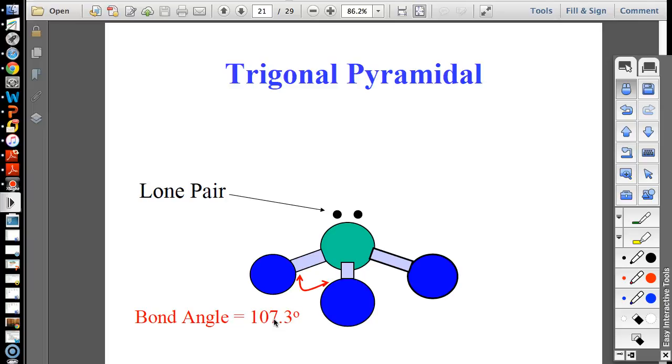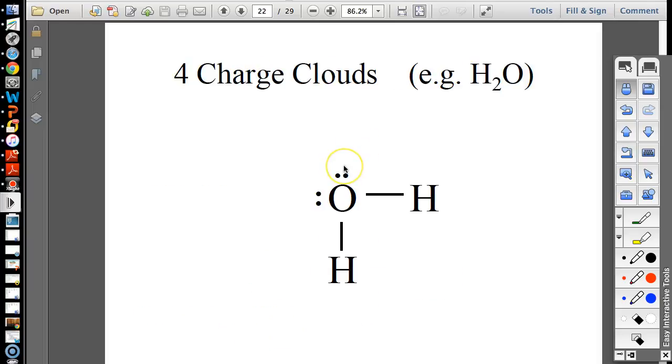Even on the AP exam, they'll give you wiggle room. For example, like water with bent, it's supposed to be 104.5, and they'll say anything from 100 to 110 is acceptable. So certainly tomorrow on your quiz in honors chemistry, if you say 107, I'm okay with that. So just go with 107 here. Now here's my bent. This is my 2 lone pair bent.